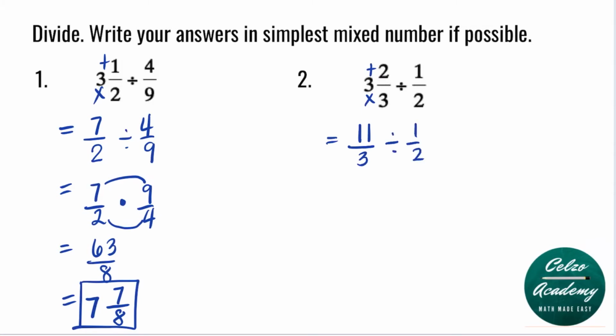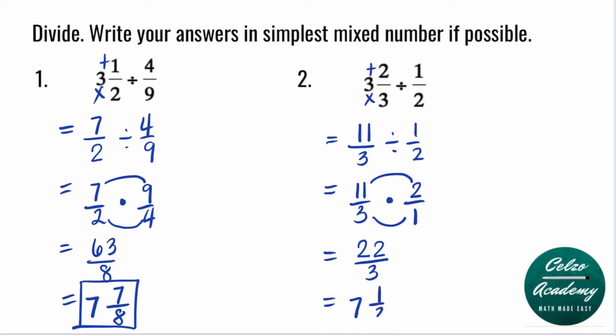Now we will change this into a multiplication problem using KCF. We keep the first fraction 11 over 3, we change division to times, and we flip 1/2 as 2 over 1. Next, we multiply the numerators 11 times 2, and that is 22. We multiply denominators 3 and 1, and that is 3. What do you think is 22 over 3 as a mixed number? The mixed number equivalent is 7 and 1/3.